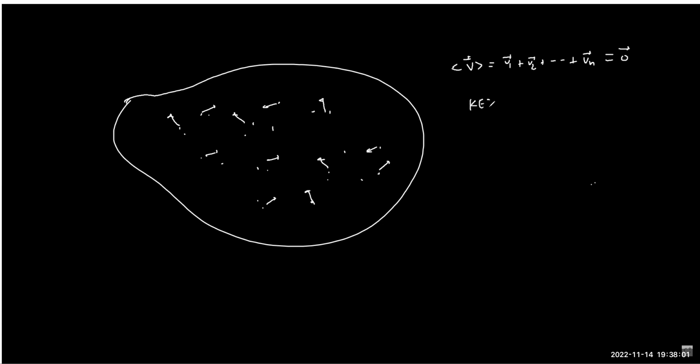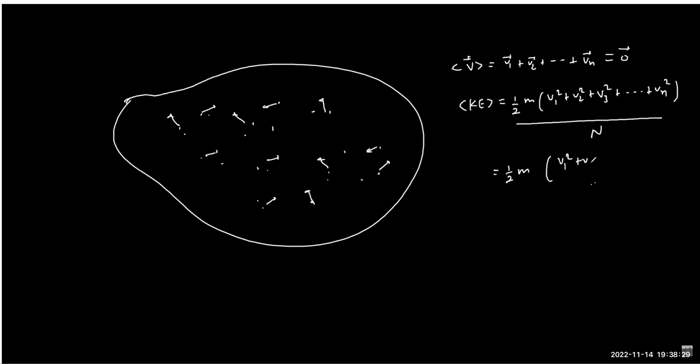So the average kinetic energy you can write as half m, let's say all are identical in mass, times v1 square plus v2 square, no matter what the direction is. Now this is independent of direction, and it should be because we are talking about energy, right? Because every particle will have different energy, on an average, we get half m times (v1 square plus v2 square plus ... plus vn square) by n.